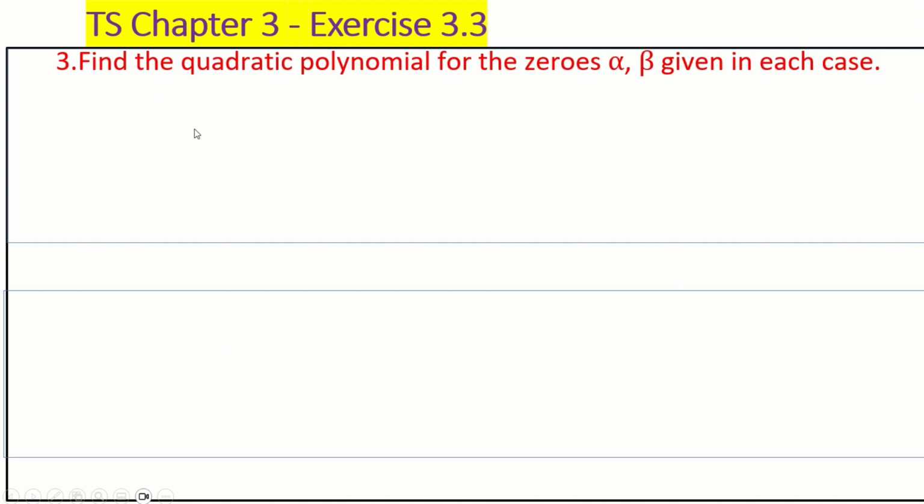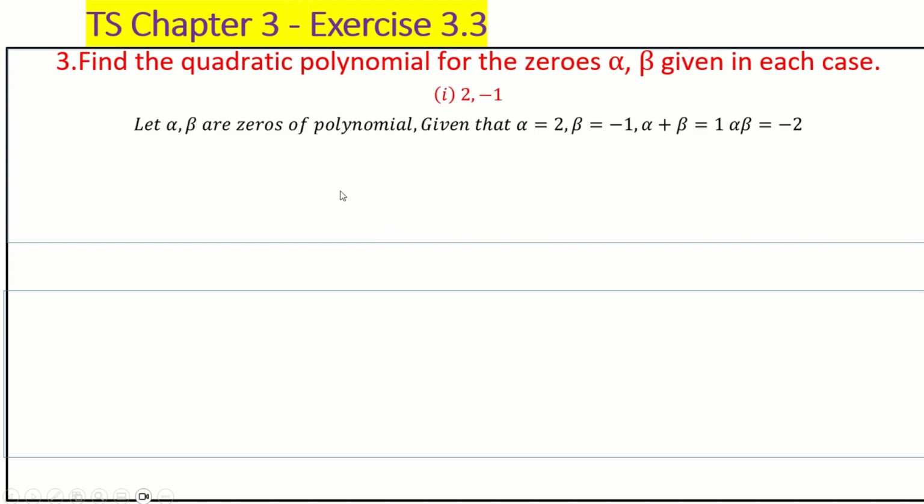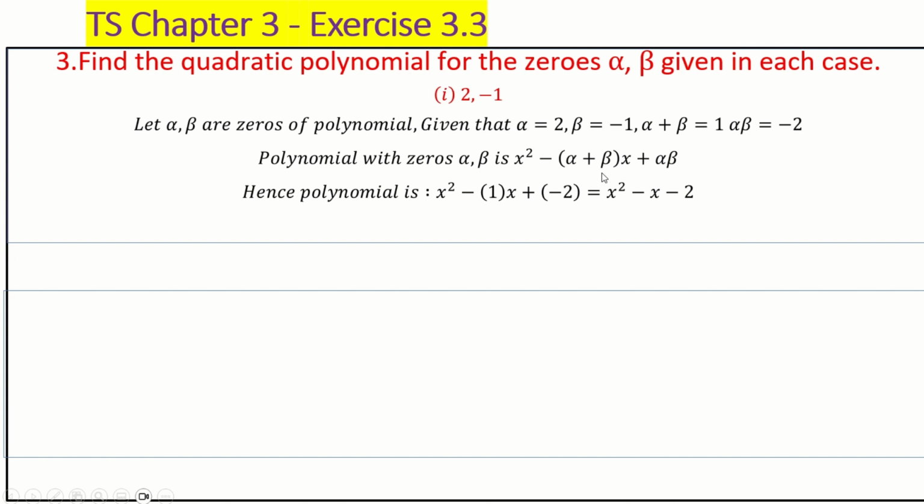Okay, go. Yeah, find the quadratic polynomial for zeros alpha, beta given in each case. Okay, in this one, zeros are given. Now you need to find the polynomial. Okay, so alpha is 2, beta equal to minus 1. So alpha plus beta equal to 1, alpha beta equal to minus 2. Rest of the work is same as before. We'll substitute alpha plus beta here, alpha beta here value. Then you will get the polynomial.